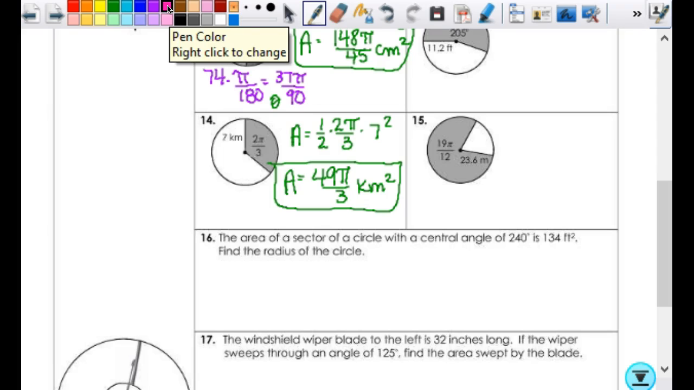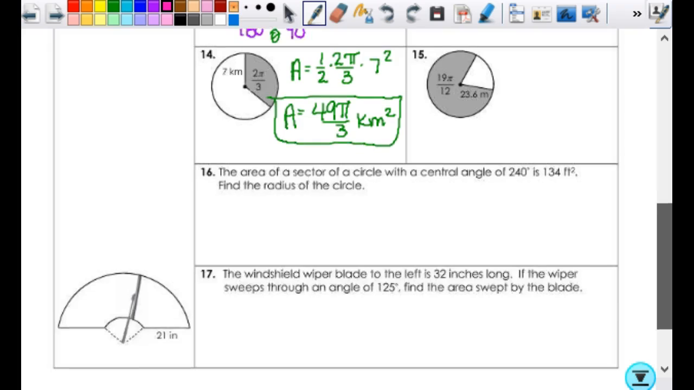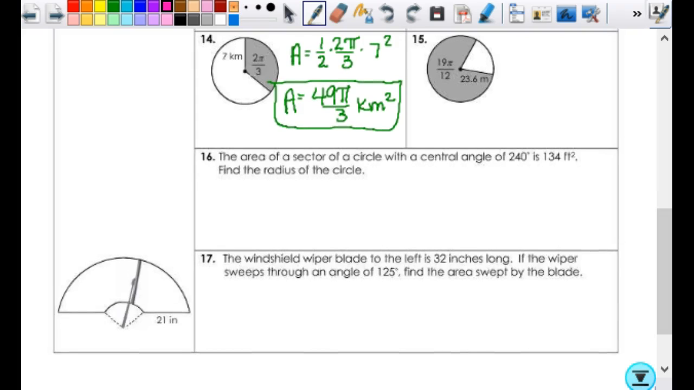It says the area of a sector of a circle with a central angle of 240 degrees is 134 feet squared. Find the radius of the circle. All right, so I need radians first, right? Is 240 an angle that maybe you know?